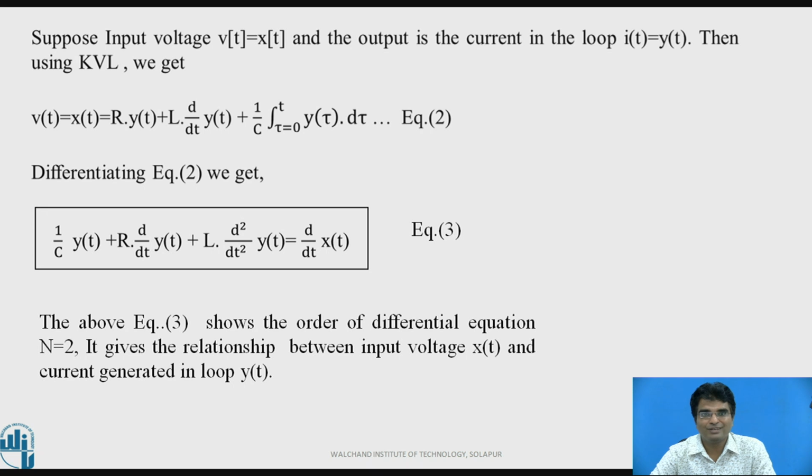Differentiating equation 2, we get 1 by C y of t plus R into d by dt y of t plus L into d square by dt square y of t equals d by dt x of t, which is given by equation 3. The above equation 3 shows that the order of the differential equation N equals 2. It gives the relationship between the input voltage x of t and the current generated in the loop, y of t.